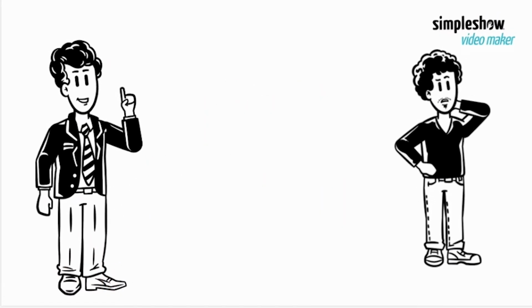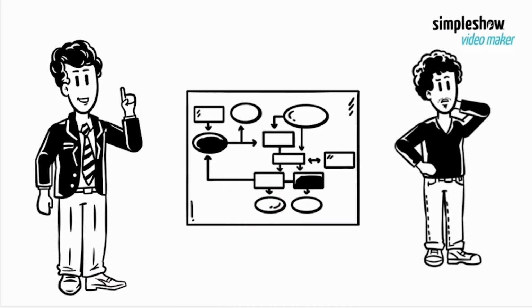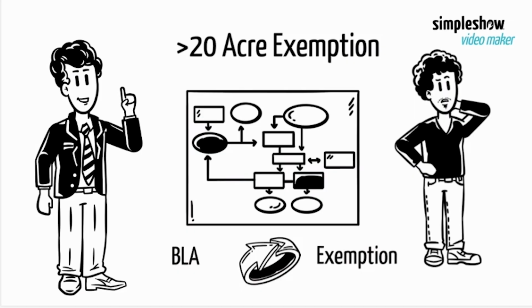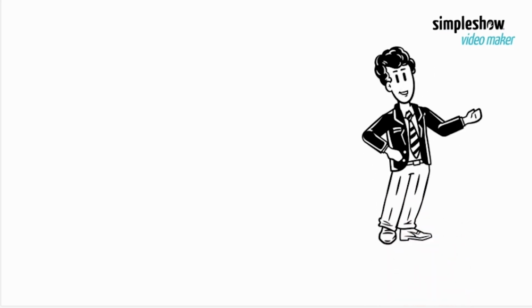Well, boundary line adjustments cannot increase the total number of lots, so you'll have to use the subdivision process. But there's an exemption to the subdivision process if the lots you create are greater than 20 acres each. We can use the BLA process, and then the subdivision exemption process over and over until we get to your desired number of lots. Here. Let me show you.